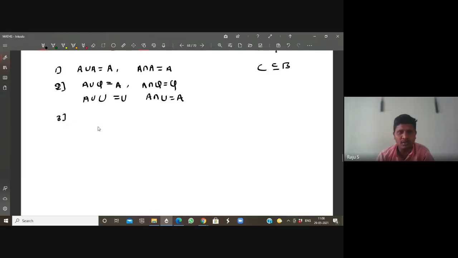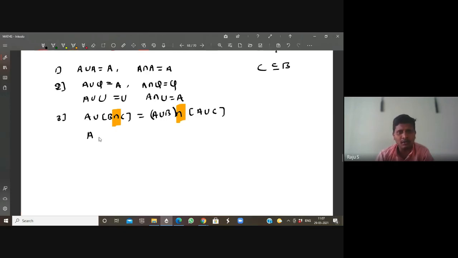Third one. I'm going to write a few properties, like the De Morgan properties. Before that, A union (B intersection C) can be written as (A union B) intersection (A union C). You can write it like this. In the same way, union becomes intersection: A union B, A union C, with intersection in between.